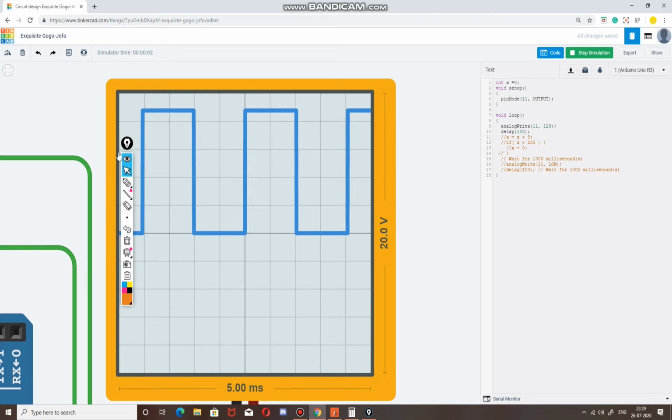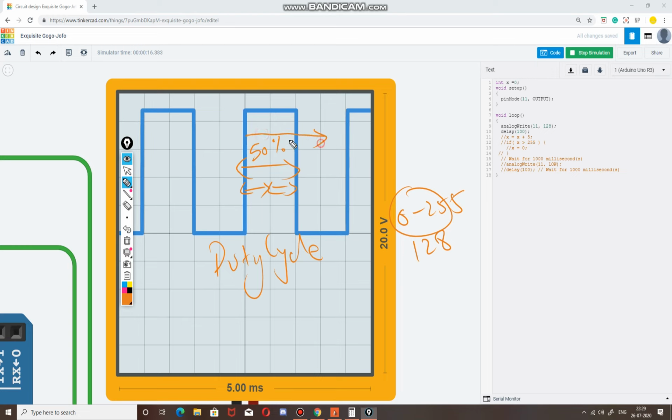You can see the thickness has increased. Before it was this much, that is 25. Now this much has been added. So in total, this is 50% duty cycle. And again, 0 to 255, the range. This is the range, and 128 is under this range. So this is 50% duty cycle. Now you can imagine that 75% duty cycle would be this much.